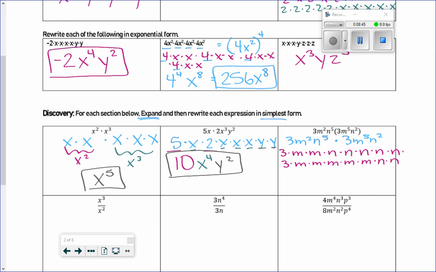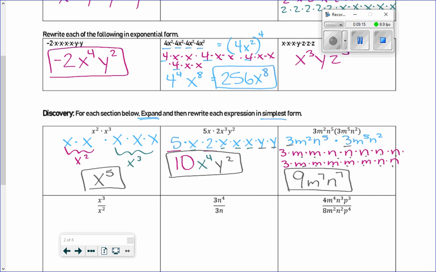All right, so let's combine the 3's. 3 is being multiplied by 3, which would give me 9. How many m's do I have? 7. 1, 2, 3, 4, 5, 6, 7. So I would write that as m to the power of 7. How many n's do I have? Also 7. n to the power of 7. So here is my simplified expression.